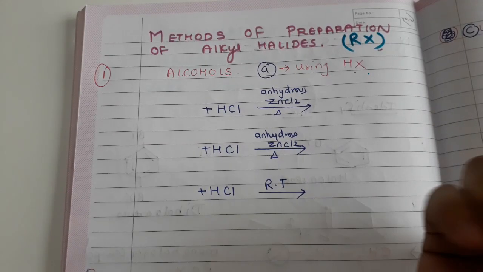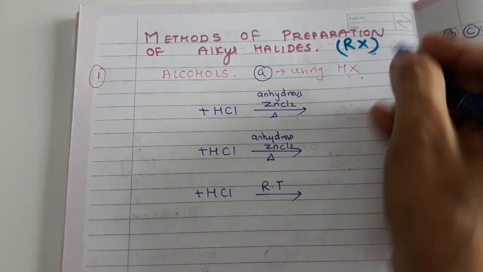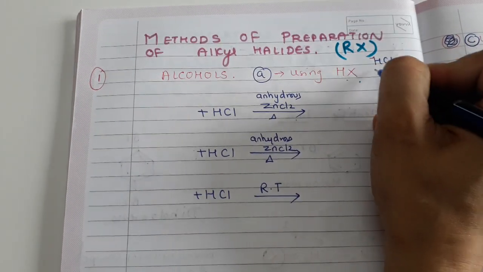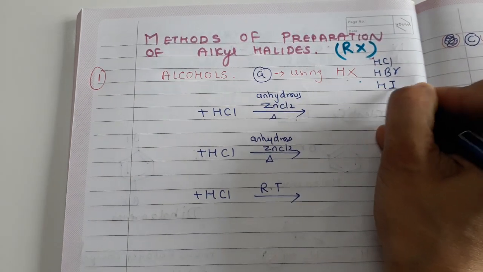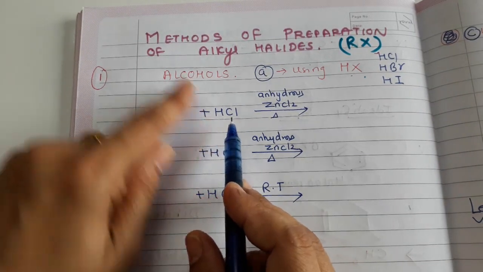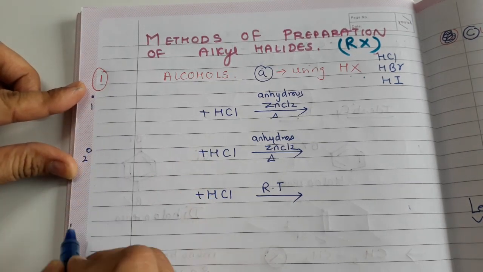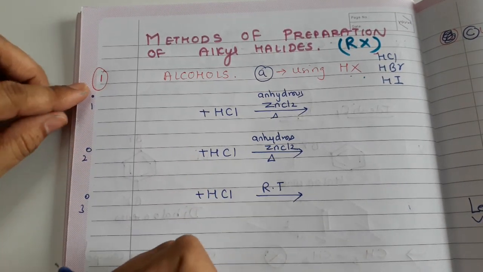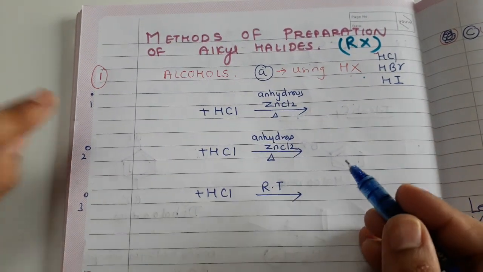Now we begin with the reactions. We have HX, and HX can be HCl, HBr or HI. We begin with HCl first, the addition of HCl to the alcohol. We all know that alcohol can be primary, secondary or tertiary. If we change the alcohol, the conditions will also change. I will explain one by one.